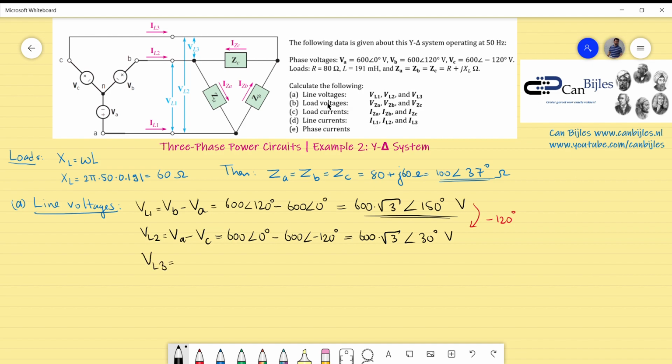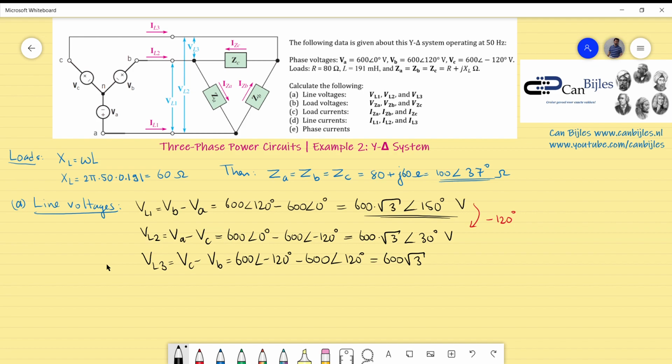What is line voltage 3? This is VC minus VB, so again in the clockwise direction. So what we have is VC minus VB. I will write down the expressions in the polar notation. So we have 600 volts with phase of minus 120 degrees, and then minus 600 volts with phase of plus 120 degrees.